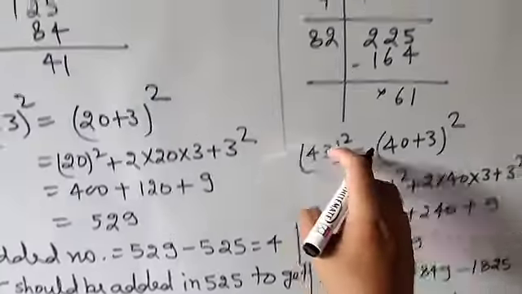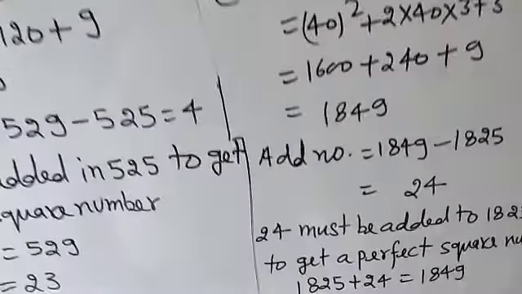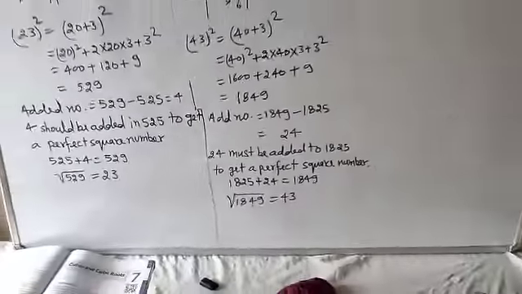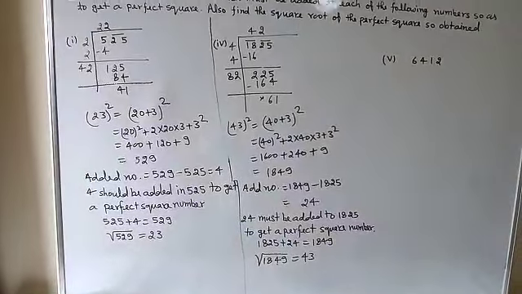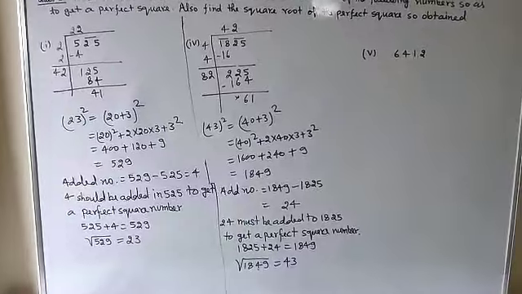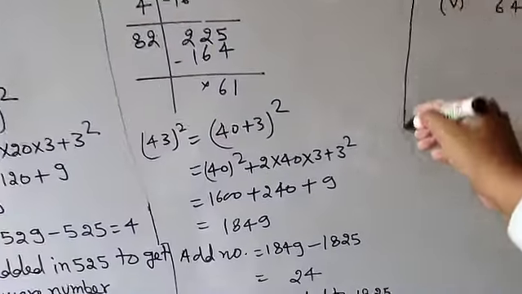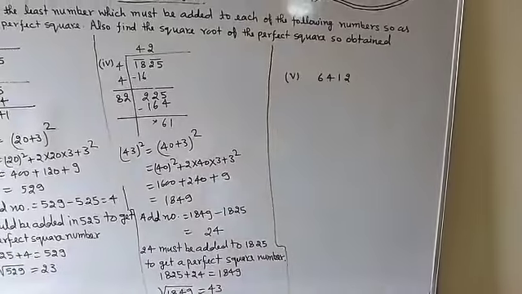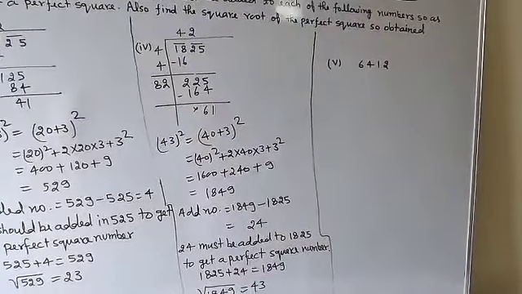That will be 43. After 42 you will get 43. So the answer of this question is 24 should be added and the square root of that number will be 43. Now I am going for the fifth part, that is the last part of the question.